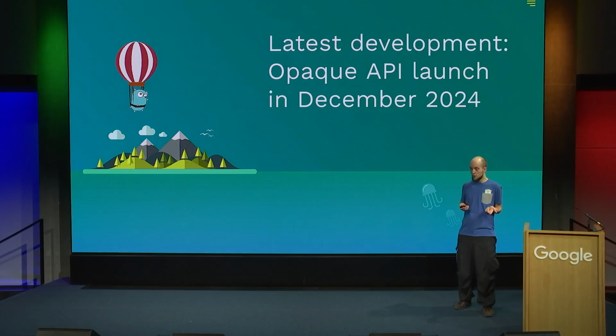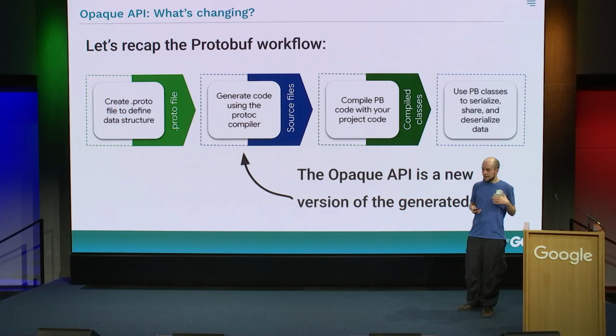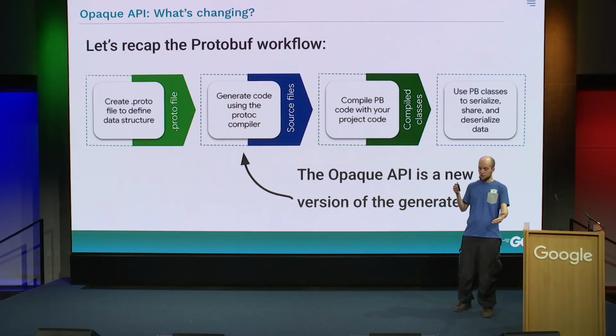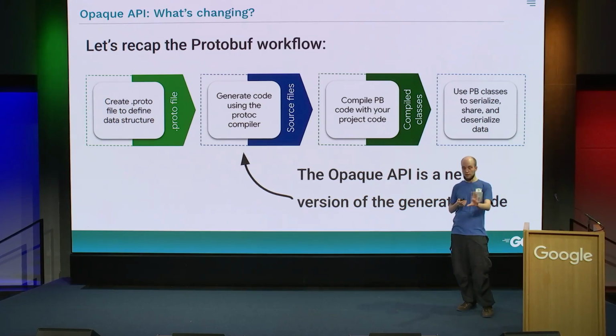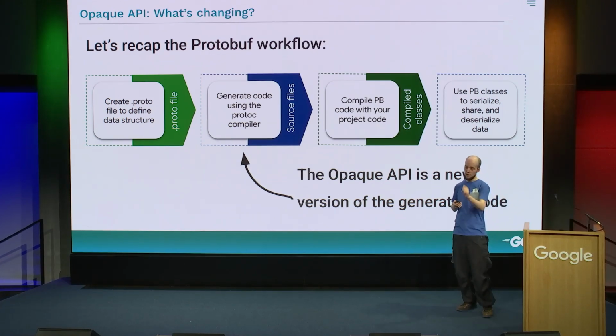So back in December 2024, I hope some of you have seen this, we released the Opaque API. And let's quickly anchor ourselves in where we are. So this is the workflow that I just showed you, right? And in terms of what changes, the .proto files are still exactly the same, right? The only change that they might have is that they opt in to now use the Opaque API. This will change in the next edition, by the way. Then you won't even need the opt-in.